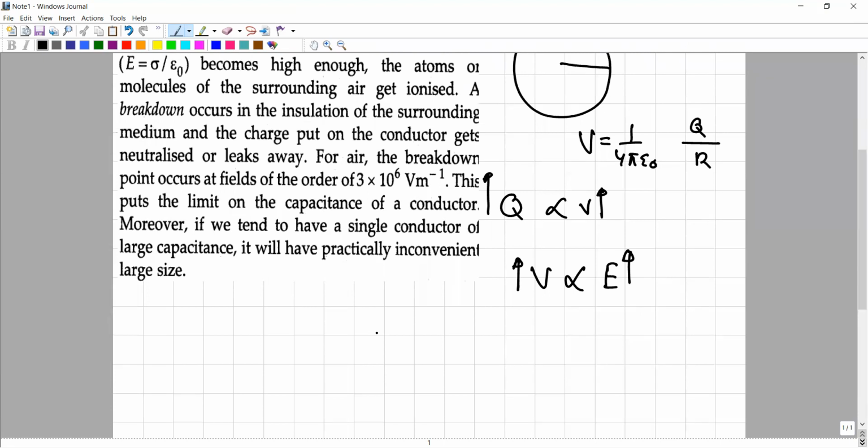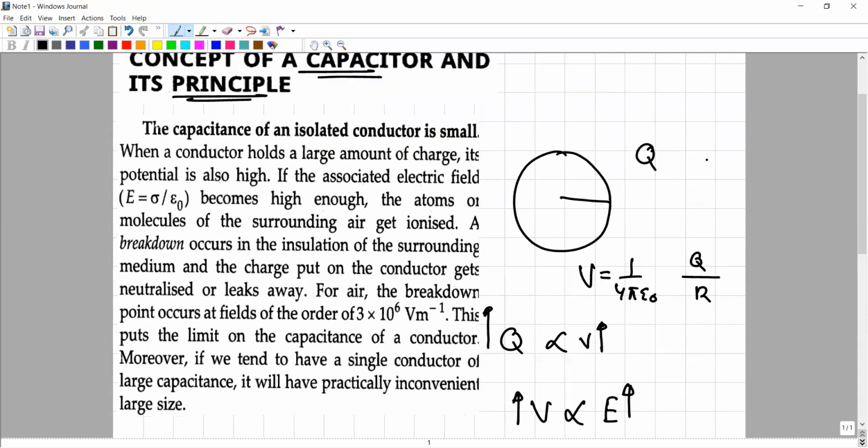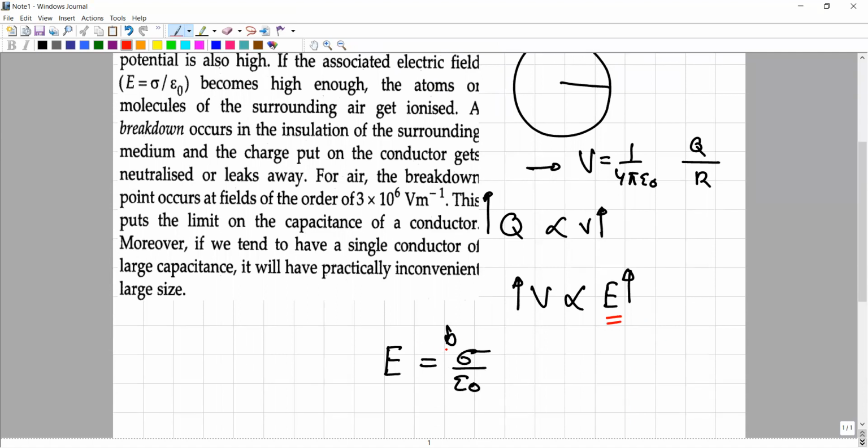You also know from the previous chapter that the electric field on a conductor is equal to sigma by epsilon naught. This you have known from the infinite sheet derivation. I hope you all remember the infinite sheet derivation, that the electric field will be proportional to the charge density. Now, if you keep on increasing the charge on the conductor, the charge density will also increase, the potential will also increase, and as the potential increases, so will the electric field. And a very strong electric field is established.